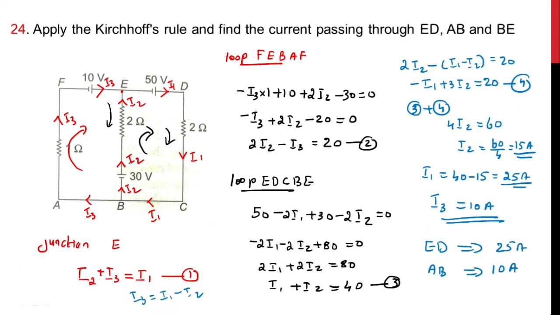And the last one is BE. Look at the diagram, BE. So the current passing through BE is I2. I2 is equal to what? 15 ampere. So across the BE we can write 15 ampere. So this is a way to apply Kirchhoff's rule, and we got the answer here. I hope you understood this one.